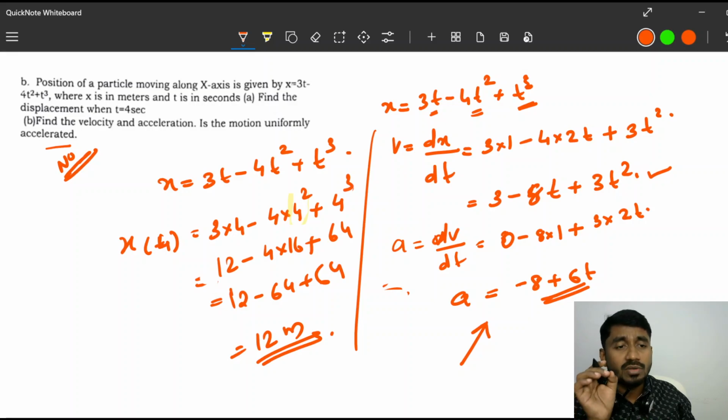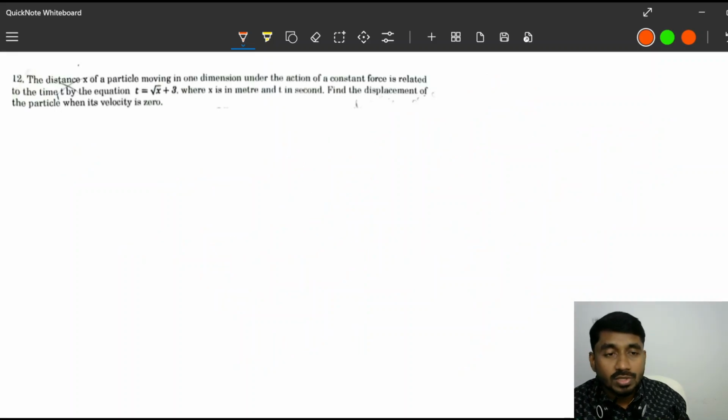So what we did, it's a simple question. We took the position, we substituted the time, we got the position at that time. Then they asked for the velocity and acceleration. We took the derivative of the position, we got the velocity, and we took the derivative of velocity, we got the acceleration. Okay, let's move on to the next question.